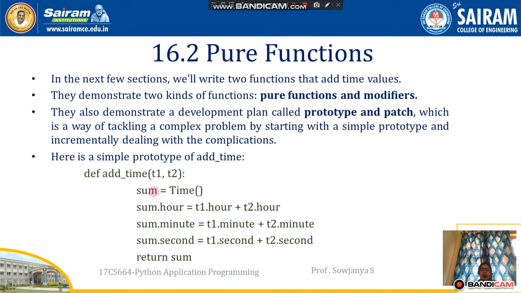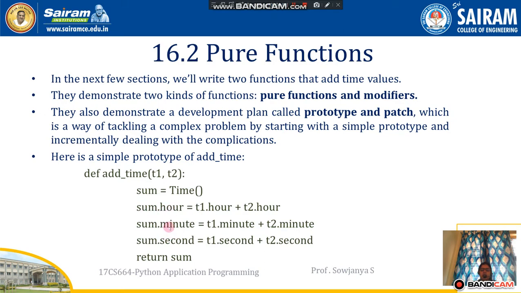Initially we have sum equals time. This is the object we have defined. Now sum dot hour is equal to the value of t1 dot hour plus t2 dot hour. These two values will be added and assigned to sum dot hour, and stored in the sum dot hour.